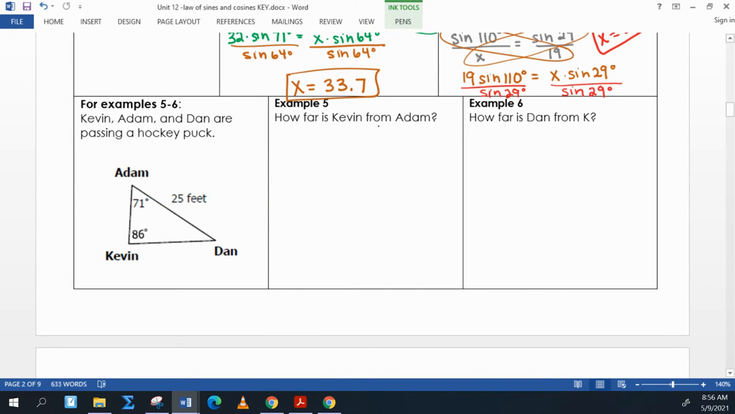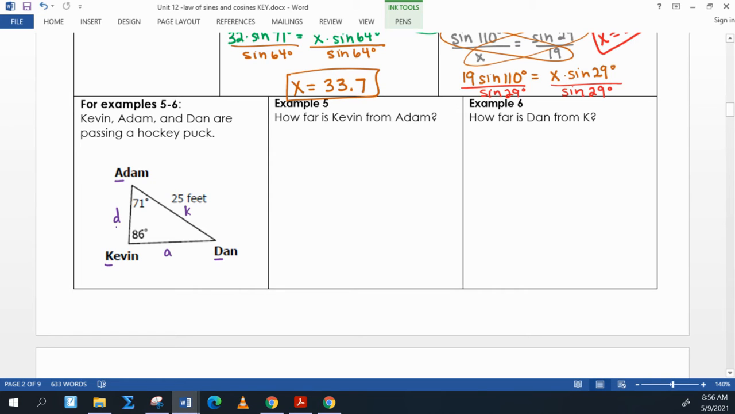All right, so for our last two examples, we've got a lovely picture here drawn of Kevin, Adam, and Dan. And it tells us how far apart Adam and Dan are, but they're asking us how far apart the other guys are. So first thing I would do is label your triangle. So we're just going to call this A for Adam, K for Kevin, and D for Dan, if that's okay. So just make sure this gets called a little k, this one gets called a little a, and this one across from Dan is my little d right there.